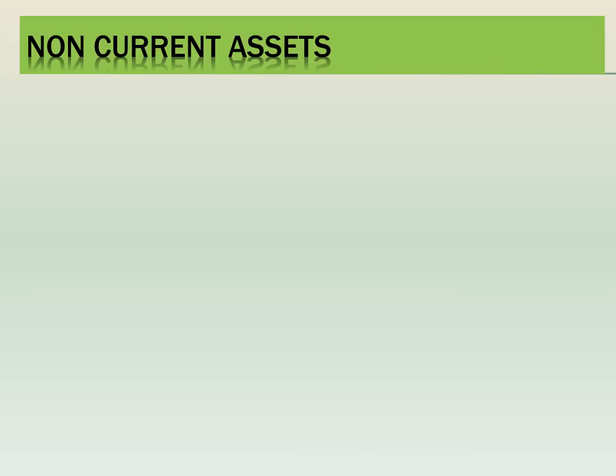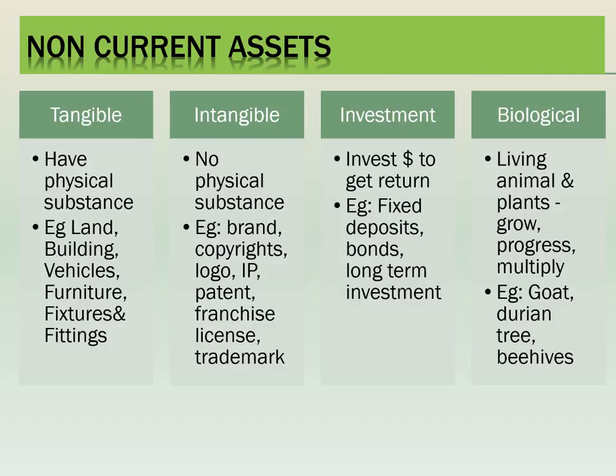Non-current asset has 4 subcategories. First, we call it tangible non-current asset. Tangible assets have physical substance, something that you can touch or observe. For example, land, building, vehicles, furniture, fixtures and fittings, or custom items that you customize for your business.